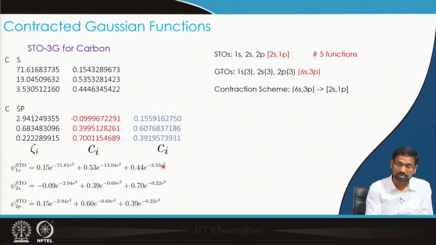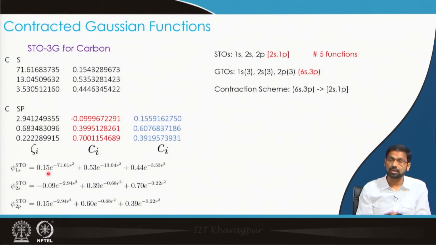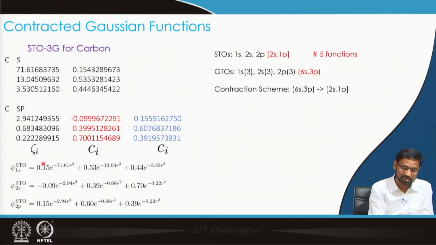Of course, this would still have some difference from the real Slater type orbital, which has e to the power minus zeta r type of structure, but this combination is the best fit for a Slater type orbital. Now this is about the 1s.